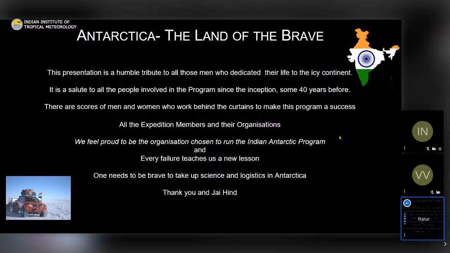I don't know worldwide how many lives we have lost in Antarctica. It is to salute all the people involved in the program since the inception, some 40 years ago. There are scores of men and women who work behind the curtains to make this program a success. All the expedition members and the organizations will feel proud to be the organization chosen to run the Indian Antarctic program, and I need to thank the Ministry of Earth Sciences for it.